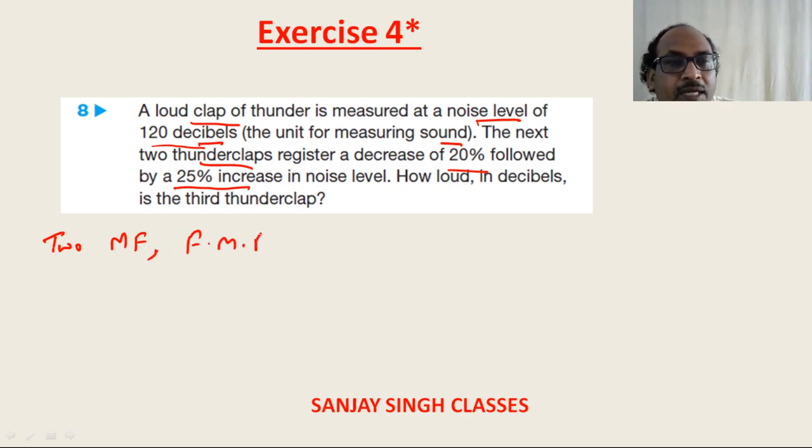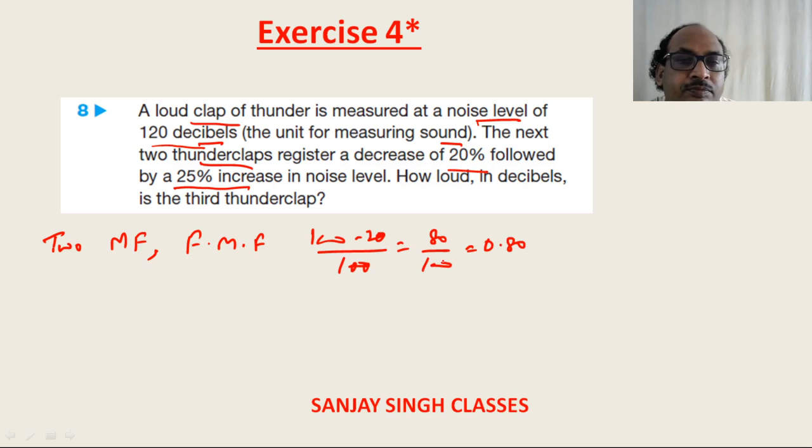First multiplying factor, so decrease of 20%, 100 minus 20 by 100. So this is giving 80 by 100, that is 0.80. Second multiplying factor, 25% increase is there. So 100 minus 25 by 100, so this is 75 by 100, that is 0.75.